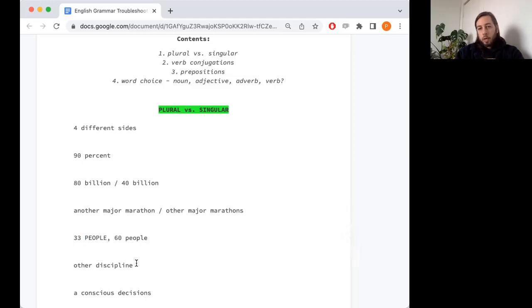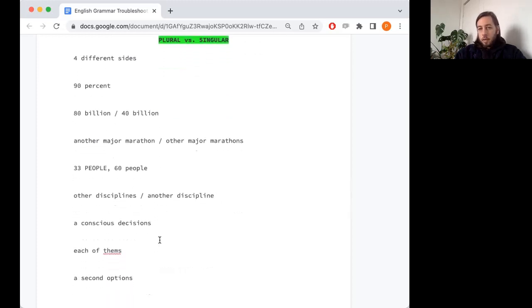The next example here, similar to this up here, other marathons, you'll need to say other disciplines. If it's just one other, say it this way: another discipline. So repeat these after me: other disciplines, another discipline.